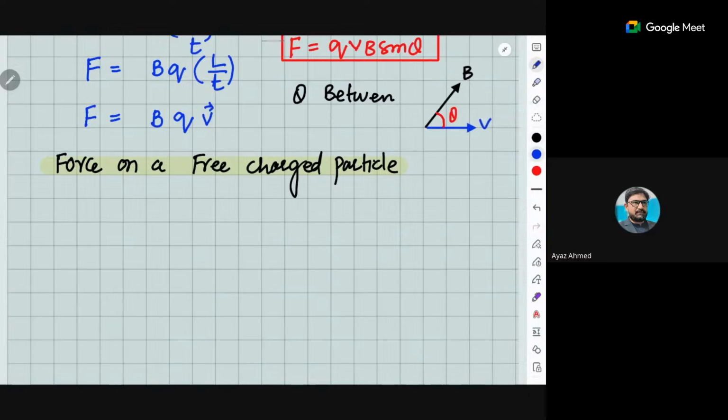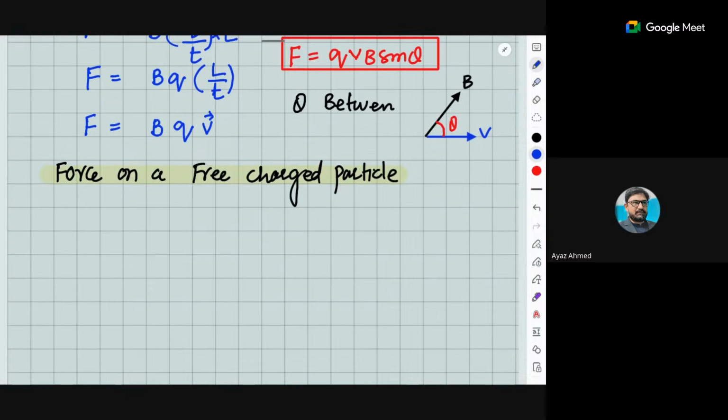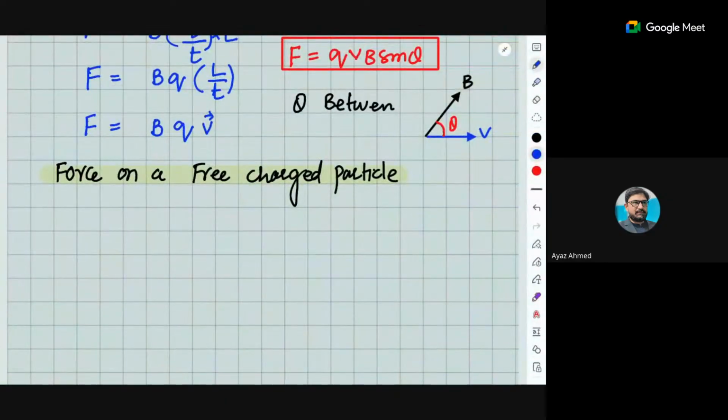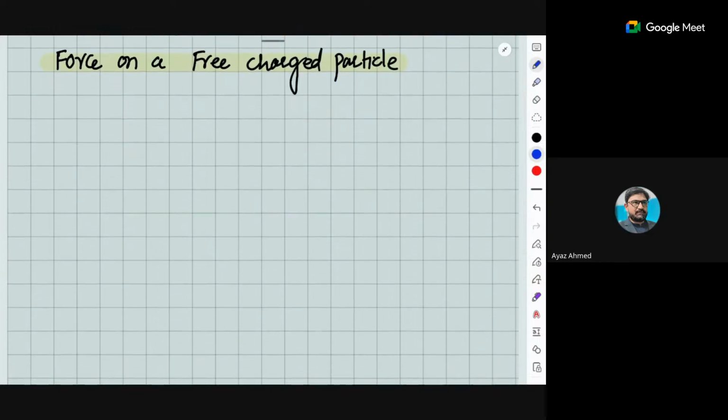When a particle enters a magnetic field perpendicular to the magnetic field, then what will happen? It experiences a force, and that force is directly proportional to the velocity of that charged particle, as I showed you, and directly proportional to the magnetic field strength. That is why it was QVB. But the direction is important. I will talk about the direction.